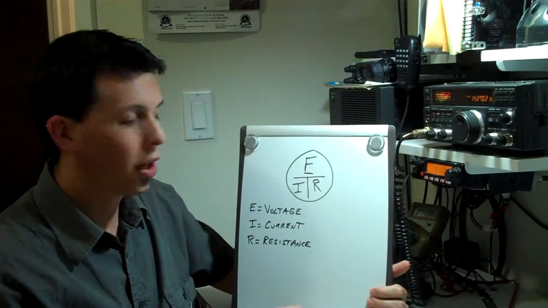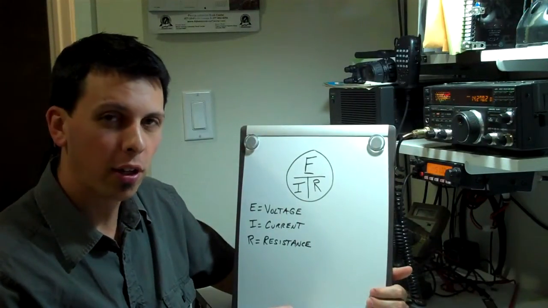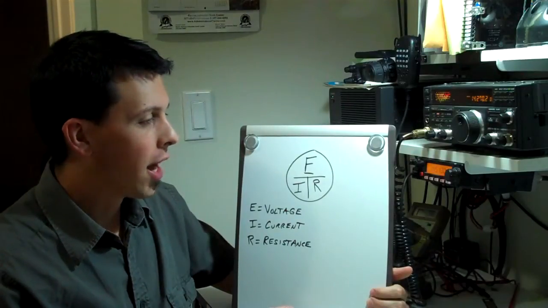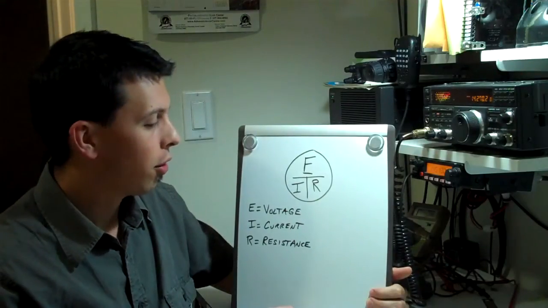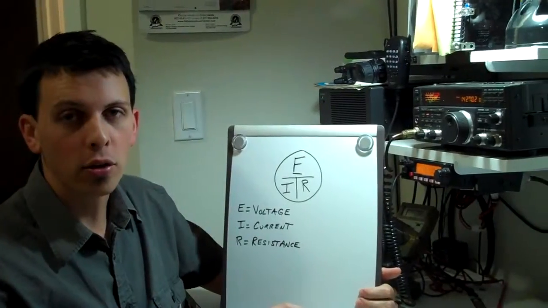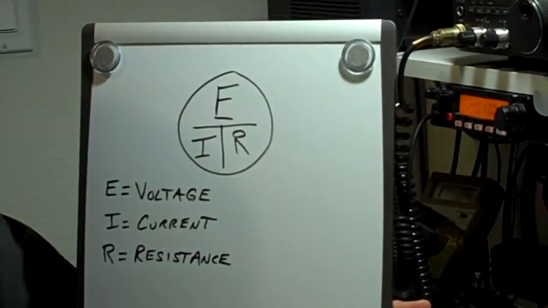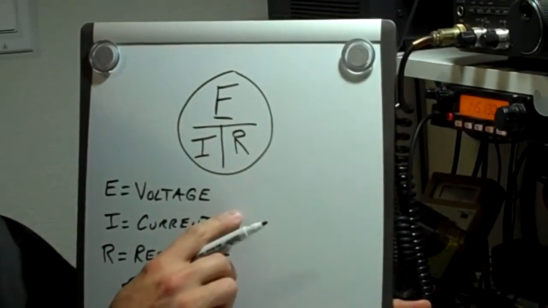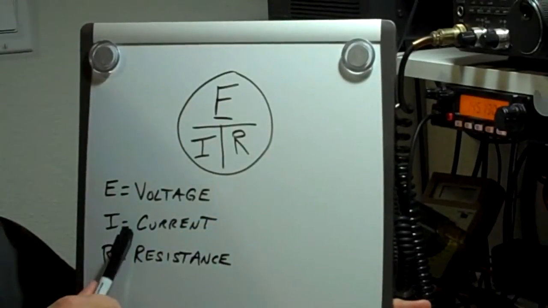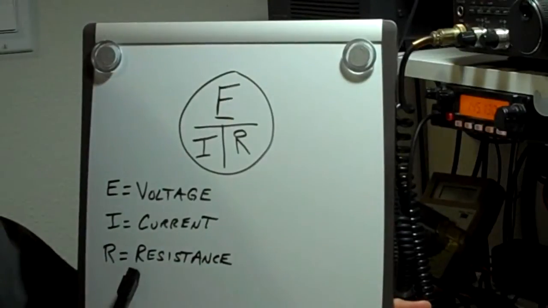Hi there. Well, we're going to continue talking about electrical theory a little bit here. Let's start looking at the fundamentals. There are three main components that you need to know about to get started here and to get going on your technician class license. And those are voltage, current, and resistance.